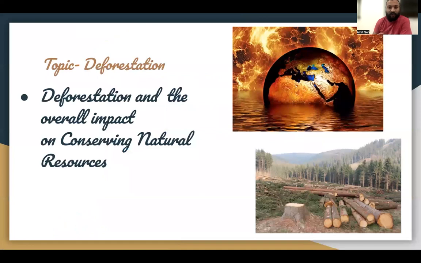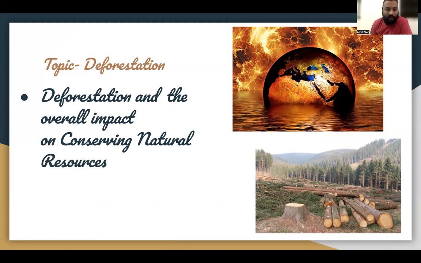So let's start off, right? What is deforestation? Basically, deforestation is when people start cutting down trees for multiple different reasons. As you can see, there's a cycle, and I've tried to present a visual for that down below and the overall impact up top.